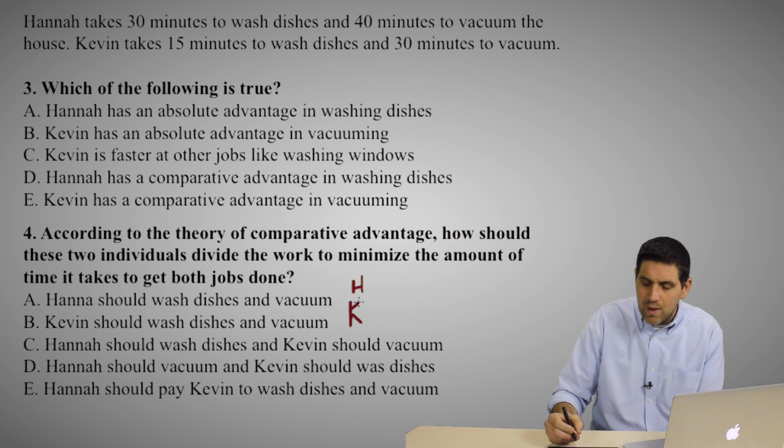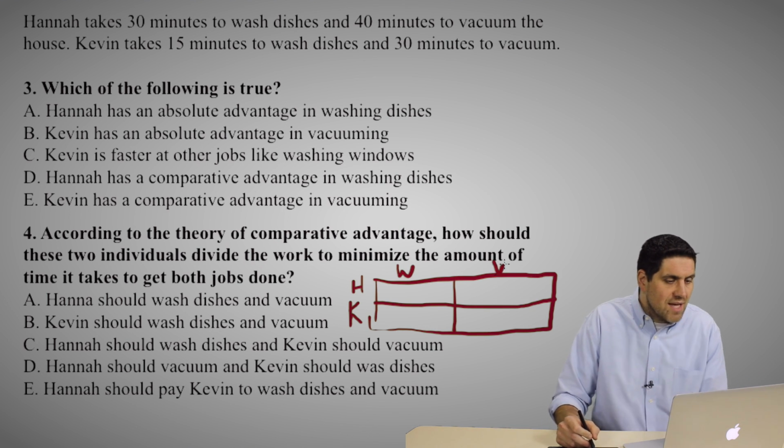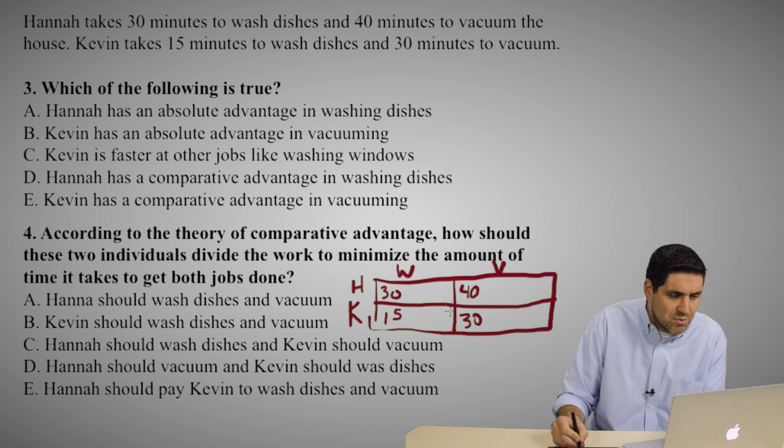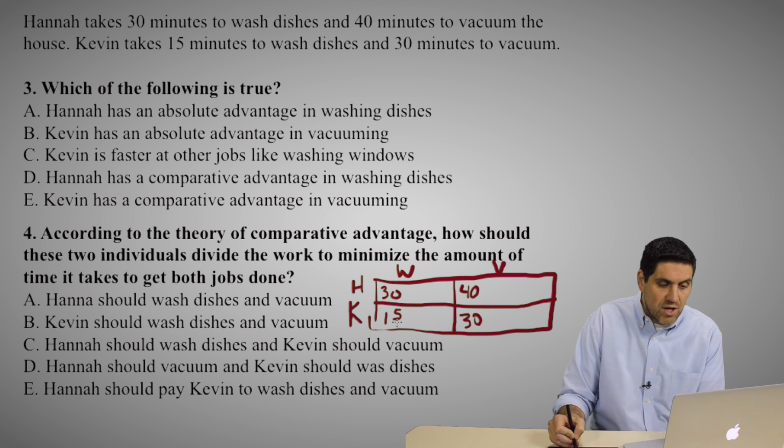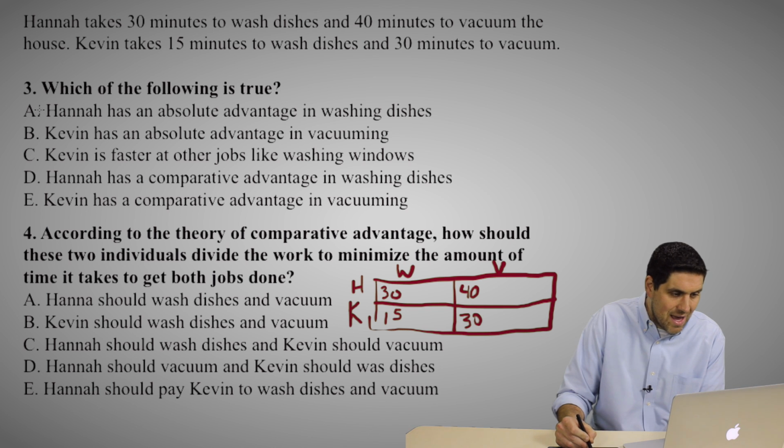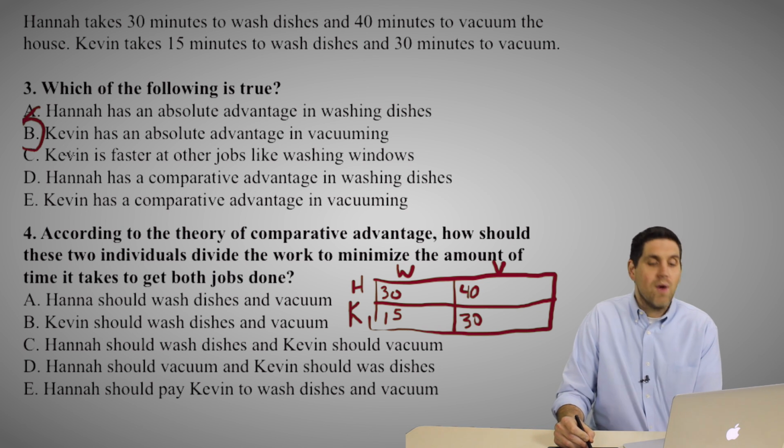Which of the following is true? Well, again, let's make one of those charts. All right, so let's answer the question. Which of the following is true? Hannah has an absolute advantage in washing dishes. No, right? He's better at washing dishes. He only takes 15 minutes, so A is incorrect. Kevin has an absolute advantage in vacuuming. Kevin in vacuuming, yep, there it is again. Holy crap, B again? Well, amazing. B is the right answer.